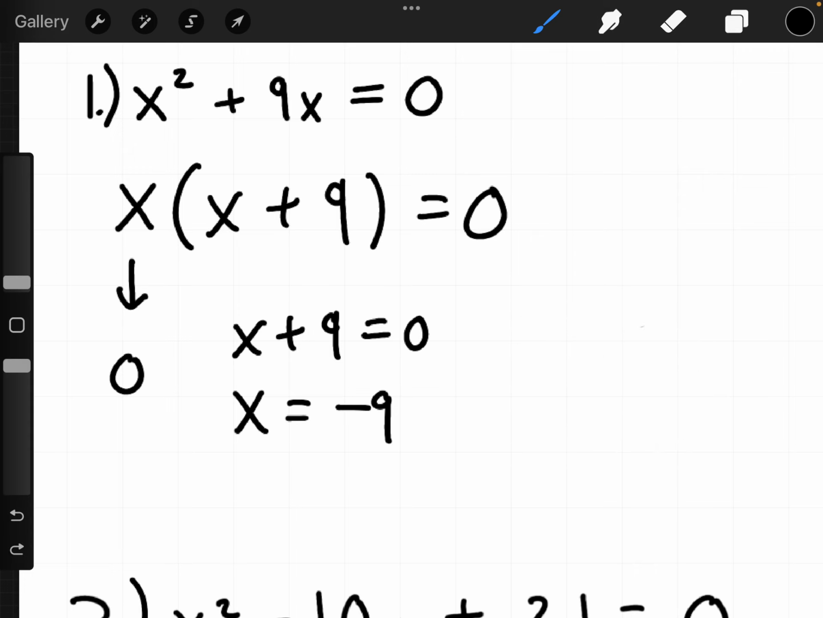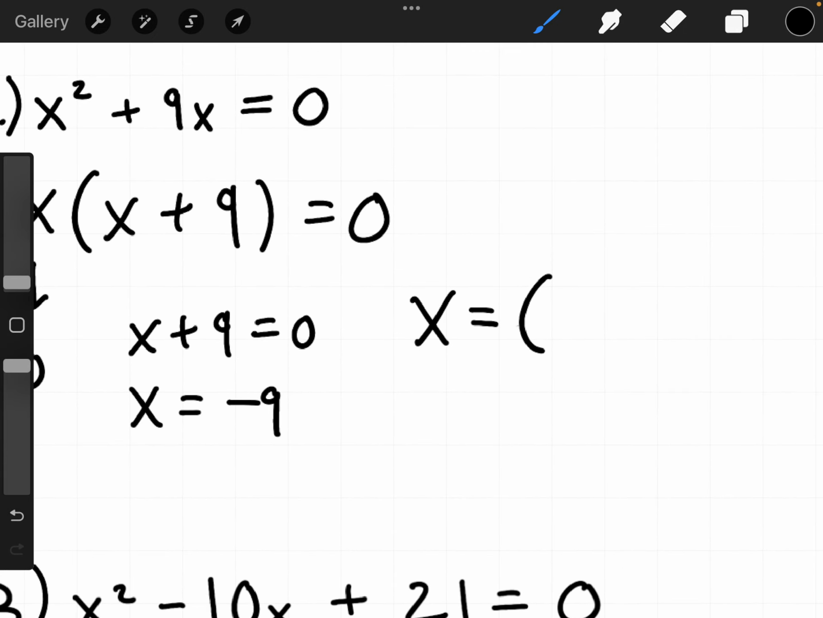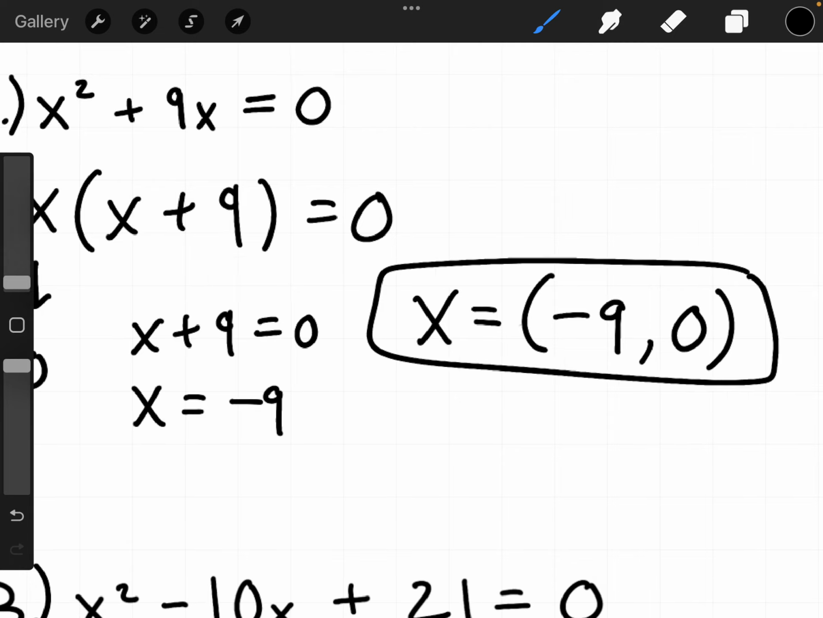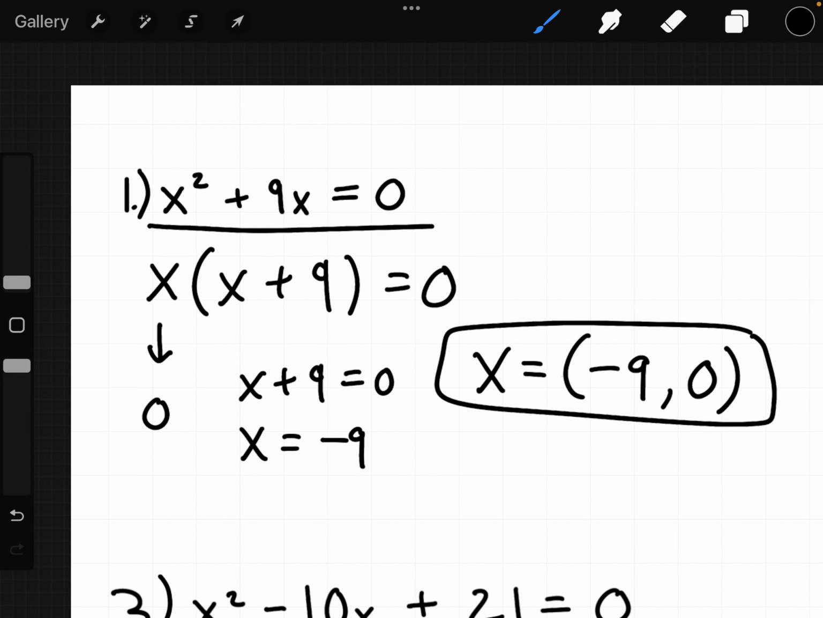Finally, we're going to write our answer as a solution set, x equals, and for convenience, let's go in the order of least to greatest value. These are the two solutions for this equation here.